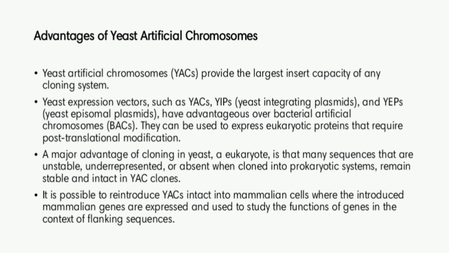So a major advantage of cloning in yeast, a eukaryote, is that many sequences that are unstable, underrepresented or absent when cloned into prokaryotic systems remain stable and intact in YAC clones. It is possible to reintroduce YACs intact into mammalian cells where the introduced mammalian genes are expressed and used to study the functions of genes in the context of flanking sequences.